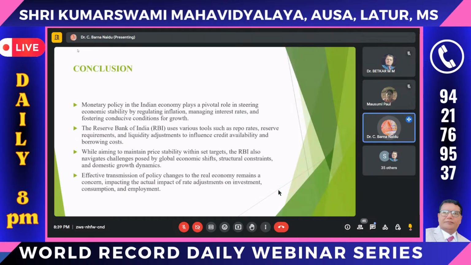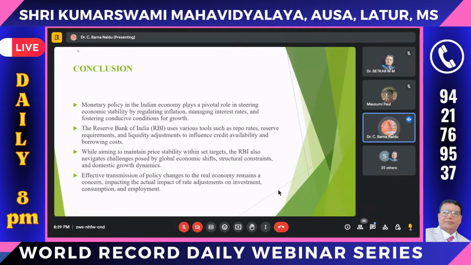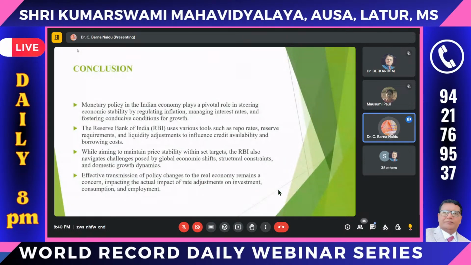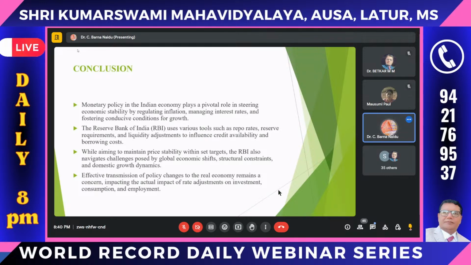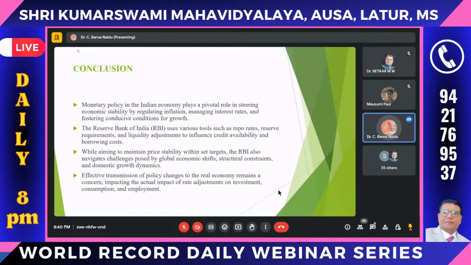So over here, collaborative efforts between monetary and fiscal policy are essential to address the structural issues and reinforce the effectiveness of monetary policy in sustaining India's economic resilience and growth amid the dynamic global landscape. So in short, we can talk about monetary policy. The main objective of monetary policy is to check the credit which is created by the bank and to stimulate investment and employment.